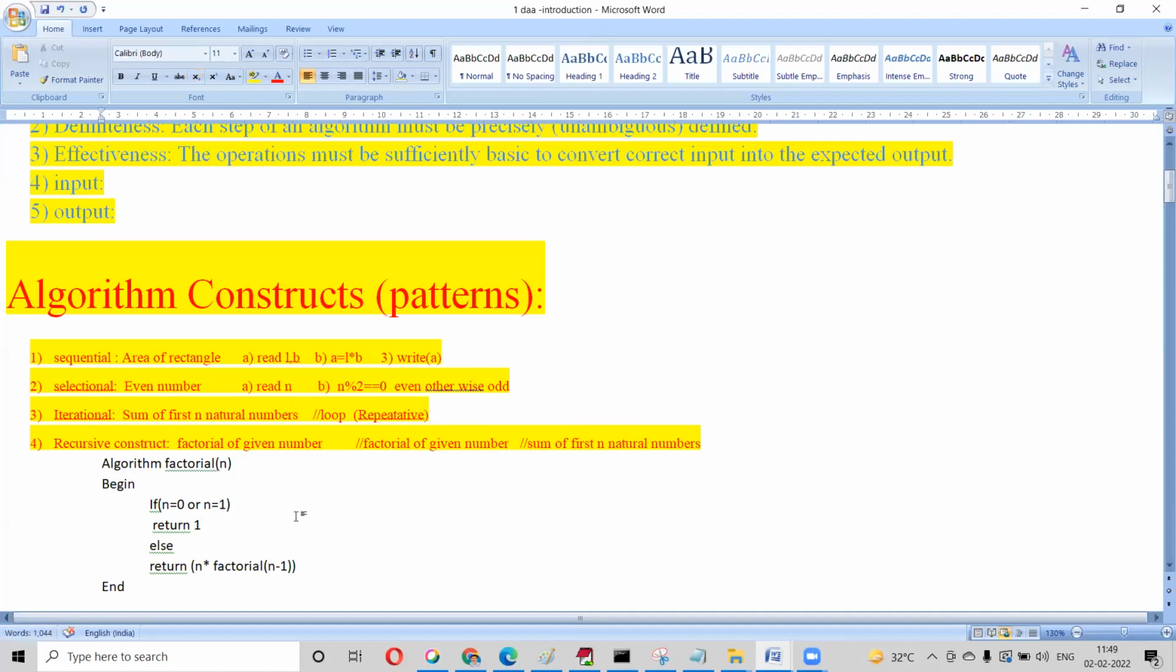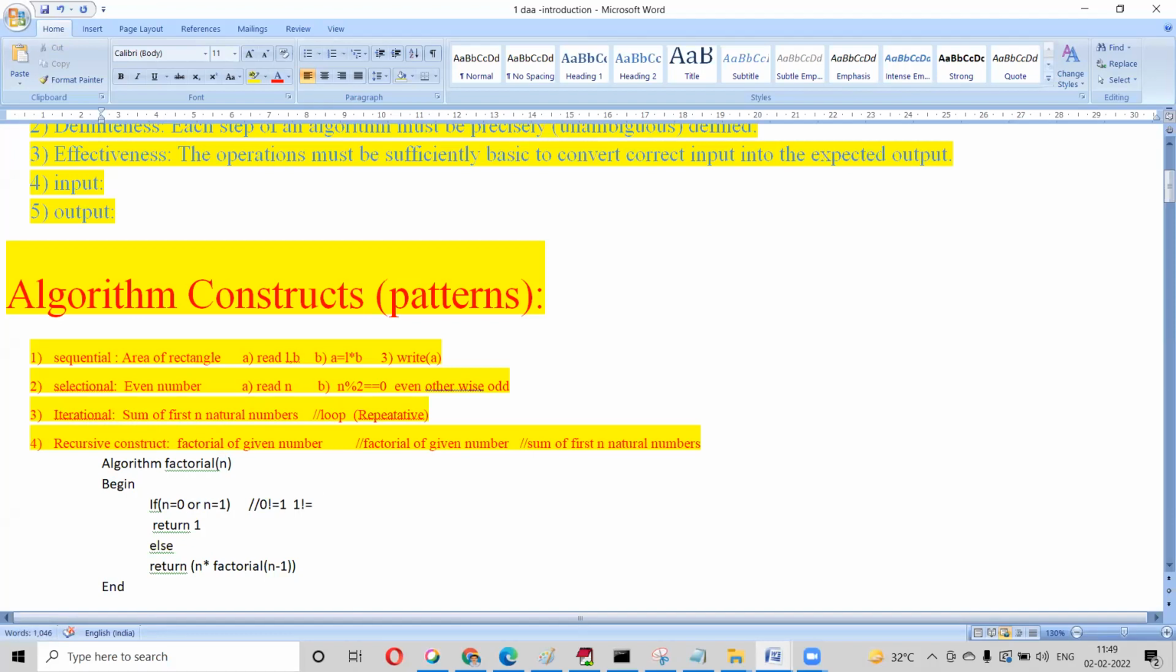So these are the different algorithmic constructs. In this, what we need to write is the keyword algorithm followed by the algorithm name. Then you need to specify what parameters you are passing. After that, you need to write the begin keyword. If n is 0 or n is 1, what is the 0 factorial value? You know 0 factorial is 1. Similarly, 1 factorial is also 1.